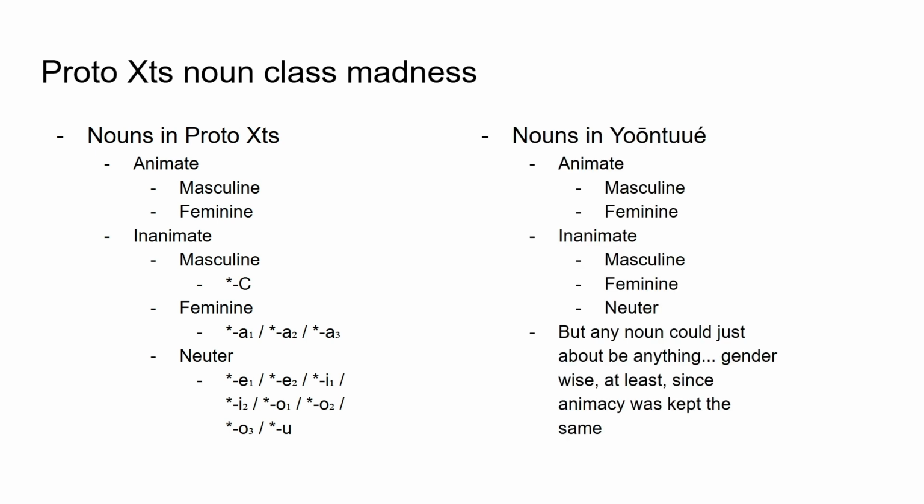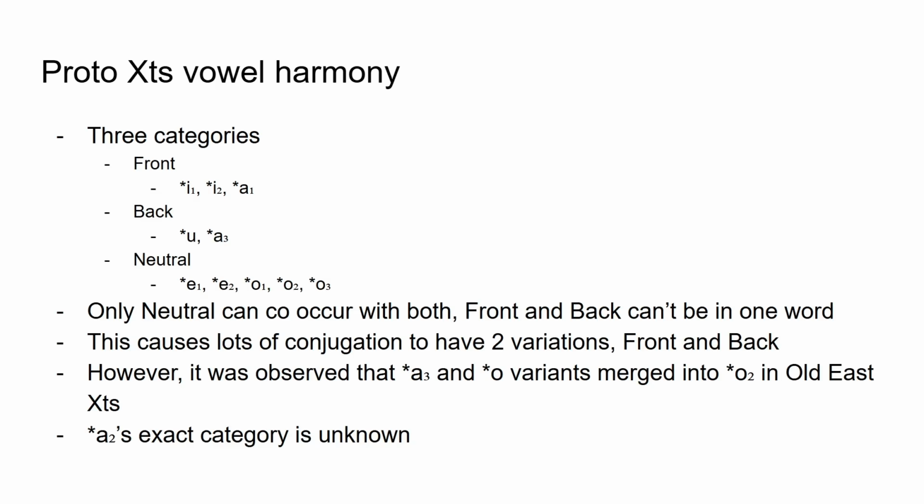However, in Meraogguu, any noun could just about be any gender, but only gender-wise. See, animacy was kept the exact same. If it breathes, if it has a heart that beats, then it's alive, otherwise it's not. Now, the proto-language also had vowel harmony. There were three categories: front, back, and neutral. So front was I, U, and A, back was U, A, and neutral was I, E, U, O.